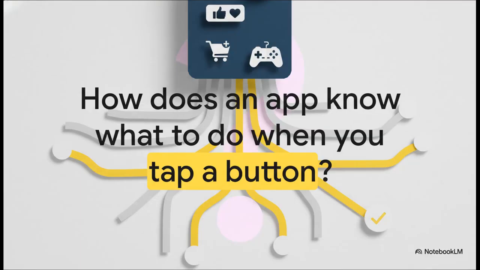I mean, really think about it. Every single time you like a photo or add something to your shopping cart or pick a dialogue option in a video game, the software is making a decision. It's choosing to follow one set of instructions and completely ignore another. That amazing yet simple concept is what we call branching.